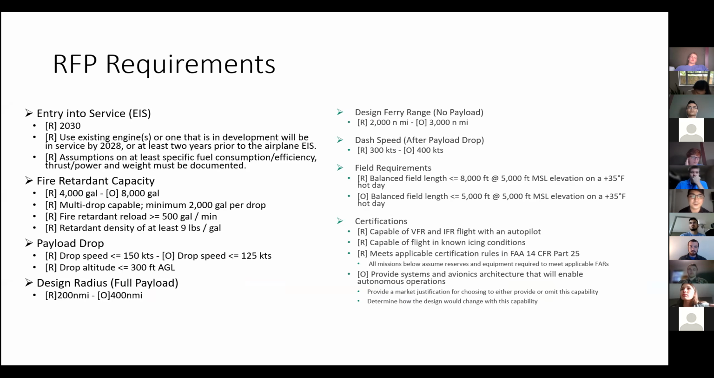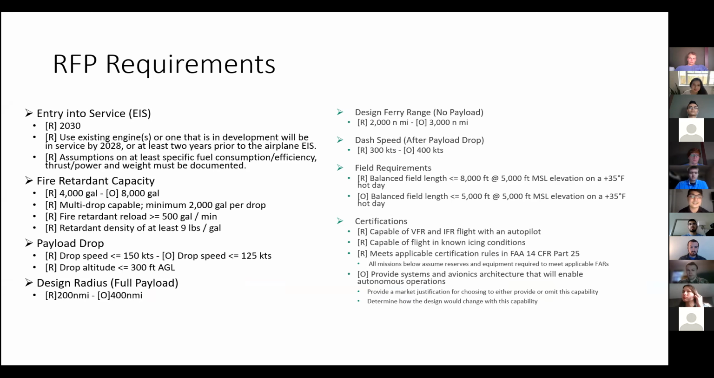Some of the important requirements were we wanted entry into service at 2030. We wanted to use an existing engine or one that would be in development by 2028. The required fire retardant capacity was 4,000 gallons, and an optional objective was 8,000 gallons, with a multi-drop capability with a minimum of 2,000 gallons per drop.